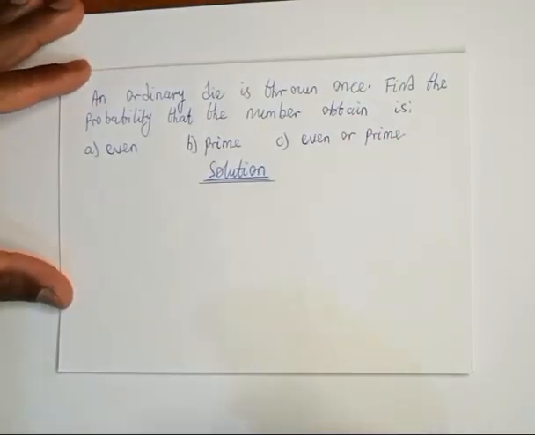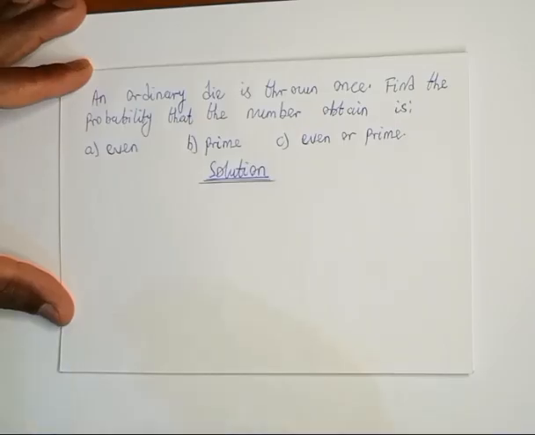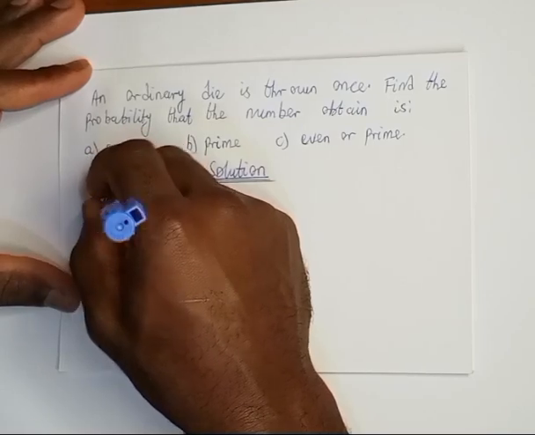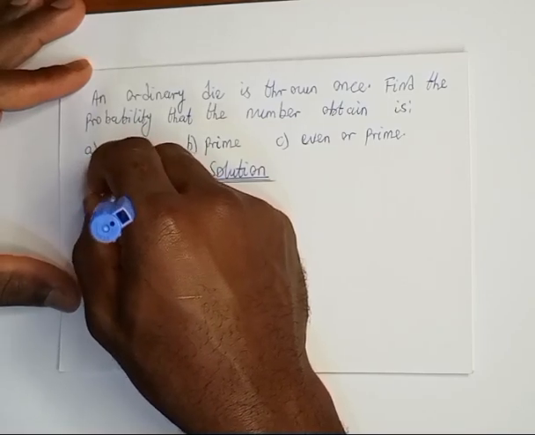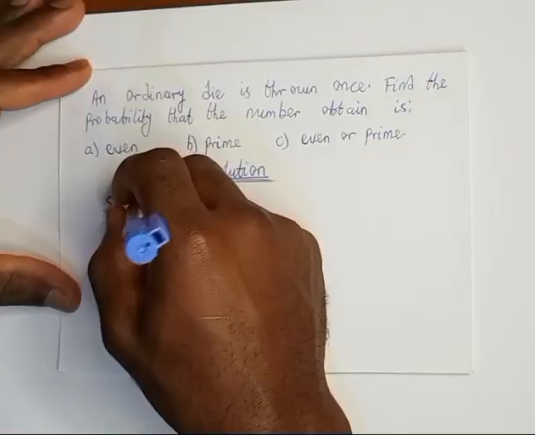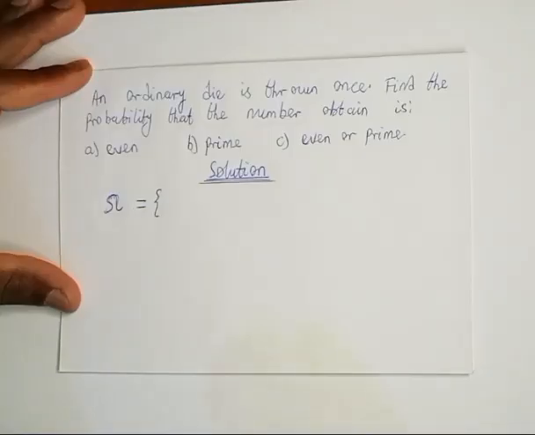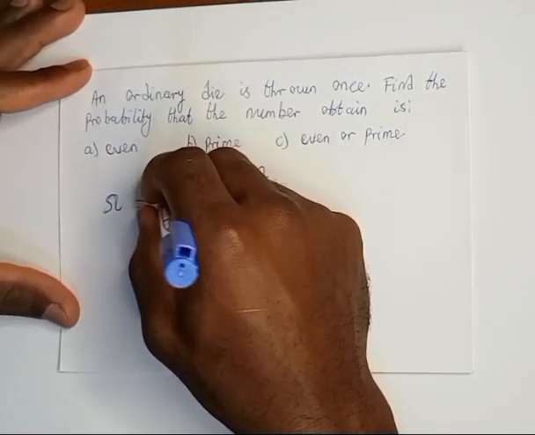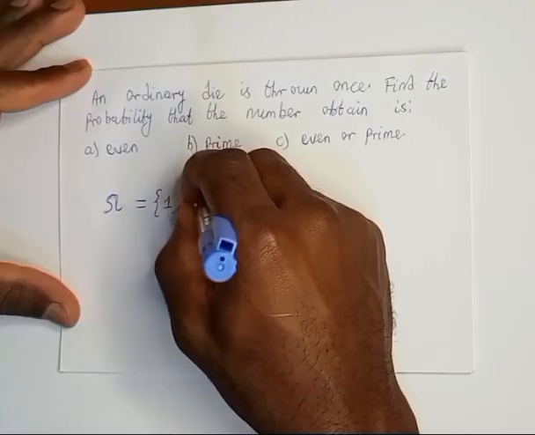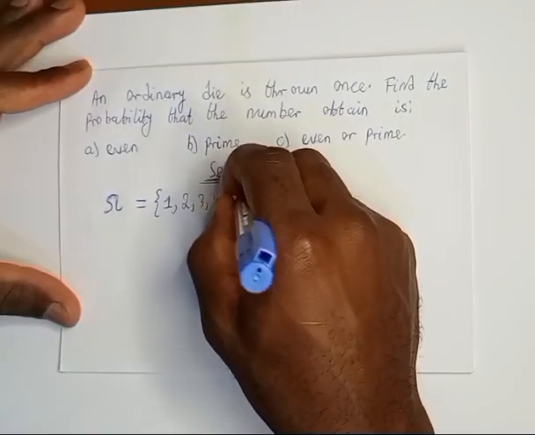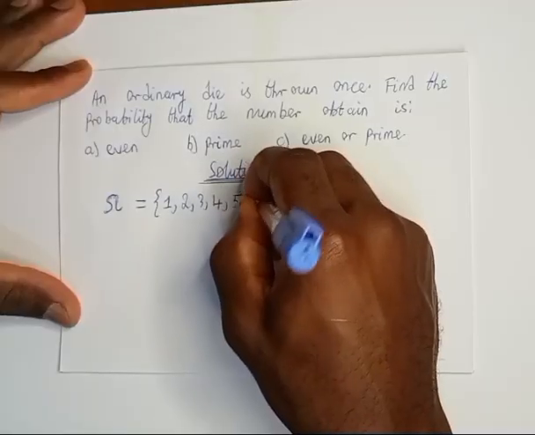For us to answer this question, the first step is to write down the sample space for a die. The sample space is represented by the Greek letter omega. It is simply equal to {1, 2, 3, 4, 5, 6}, since a die has 6 faces carrying the numbers 1, 2, 3, 4, 5, and 6.